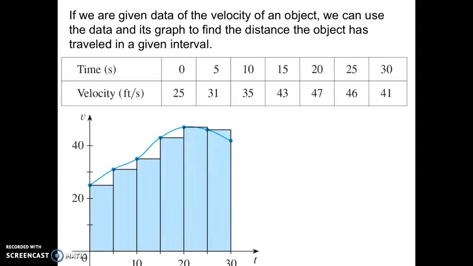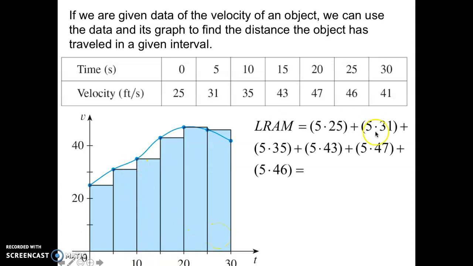Now, we looked at this one, where all I did was take the data and graph it, and then I drew the LRAM, where the left corner of each rectangle is hitting the curve. I could add these up easily. It would be 25 times 5, then 31 times 5, then 35 times 5, and so forth. For an LRAM, I was using the first value, the second value, the third value, every one except for the last value, because I'm not using the value of the curve, this 41 value.